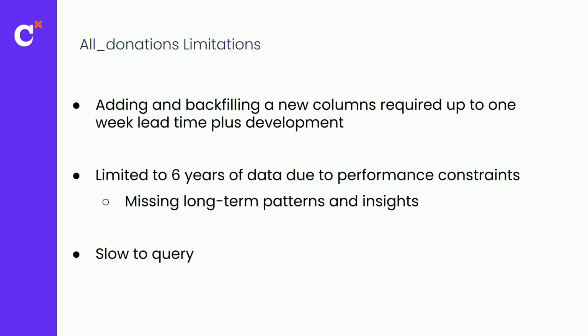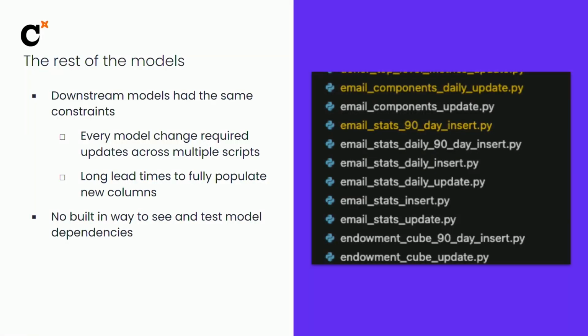Additionally, we were only able to accommodate 6 years of clean attributed donation data due to the build and runtime constraints, and this made it hard to have the full context and trends in our BI tools, made it hard to reasonably expect users to self-service and drive their own insights. And it was also slow to query, which would mean hanging BI tools and thus hard to self-service. All of our downstream models would have these similar constraints, those being multiple scripts to build at different intervals to manage the runtime, as well as long lead times to populate new columns.